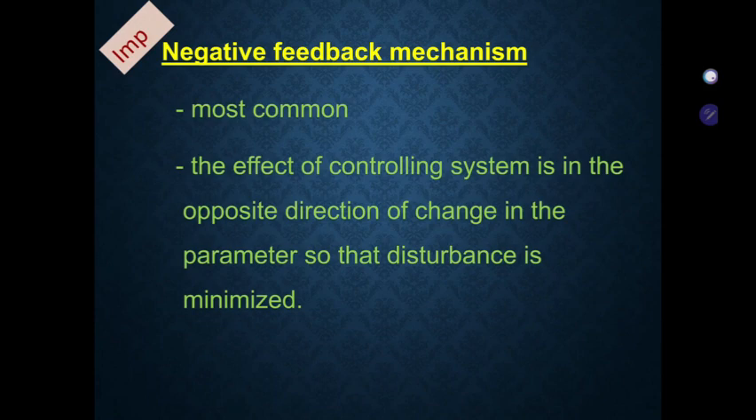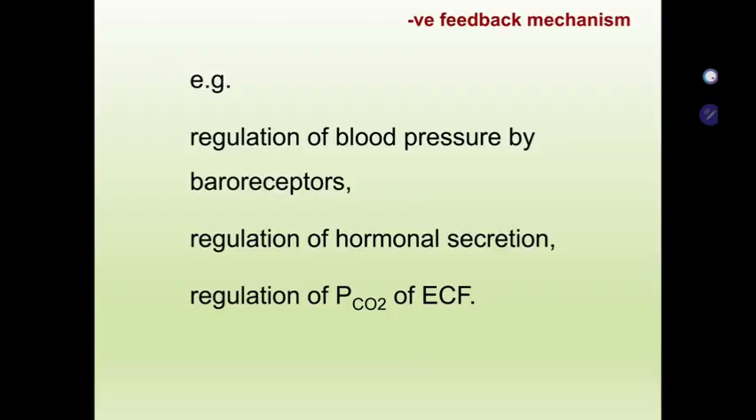Negative feedback mechanism. This is the most common feedback mechanism. The effect of the controlling system is in the opposite direction of the change in the parameter so that the disturbance is minimized. Example: regulation of blood pressure by baroreceptors. If there is an increase in blood pressure, it is sensed by baroreceptors that are present in the carotid sinus, and then eventually it is decreased by the negative feedback mechanism. Other examples are regulation of hormonal secretion and regulation of partial pressure of carbon dioxide of ECF.